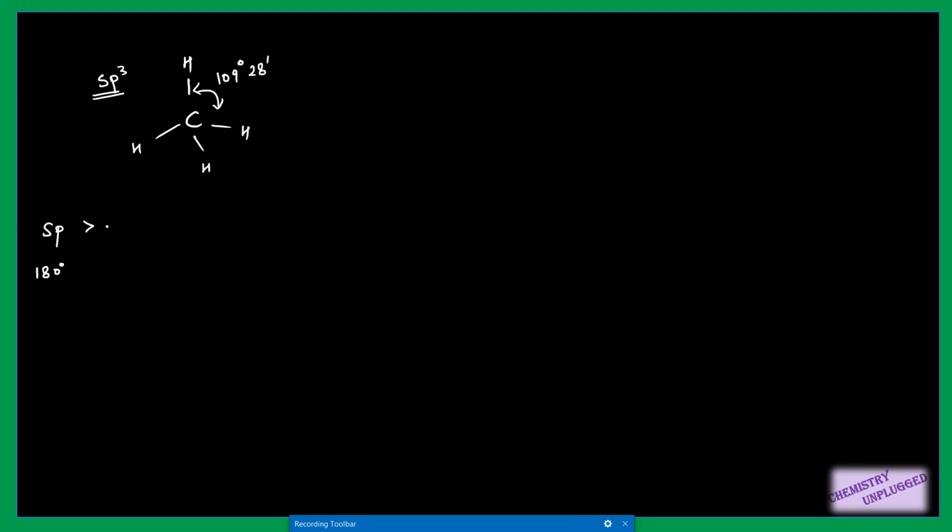One thing you should also know is that for sp hybridization the bond angle is 180, for sp2 the bond angle decreases, and for sp3 the bond angle decreases further. Why am I telling you this? Because when s character decreases, bond angle decreases, right? In this case all the substituents are the same, so the bond angles are also the same. But suppose I have F here, right?